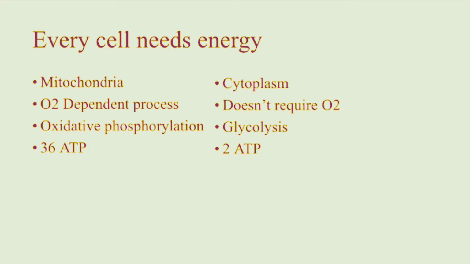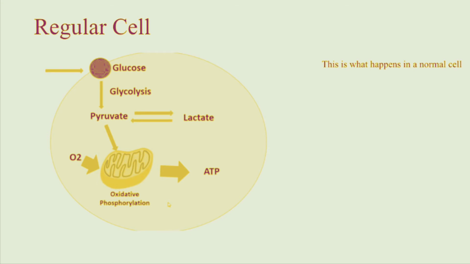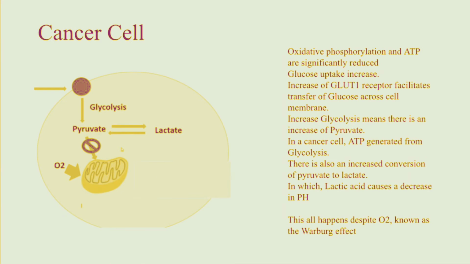So every cell needs their energy, and we can get energy through the mitochondria, which yields about 36 ATP through the oxygen-dependent process of oxidative phosphorylation, or cytoplasm, which yields about 2 ATP that doesn't require oxygen through glycolysis. So in this picture, we see how a cell gets energy regularly through a normal cell. In the next picture, we see a cancer cell, and we'll just relate these two pictures.